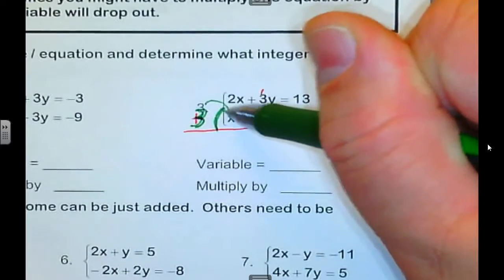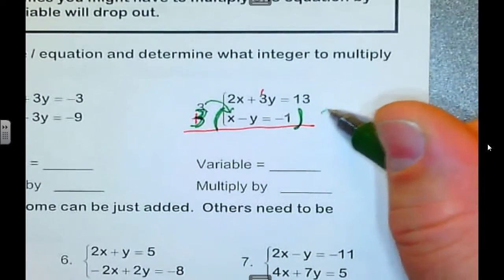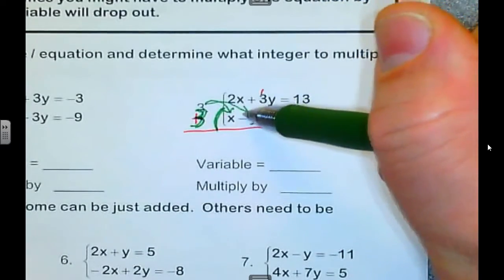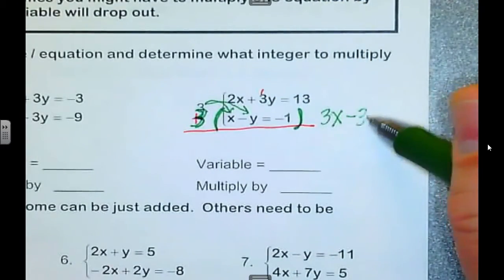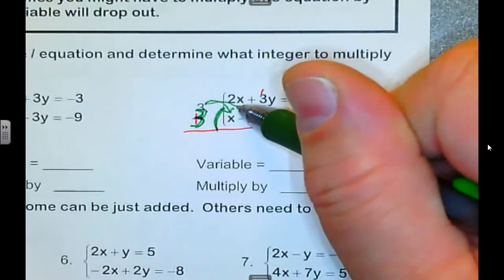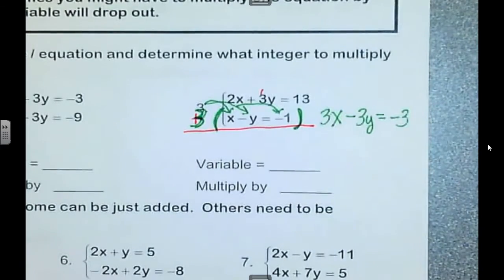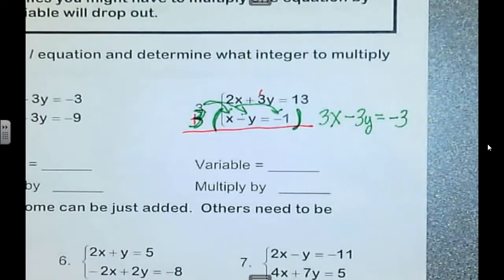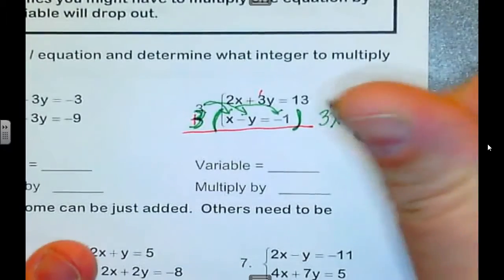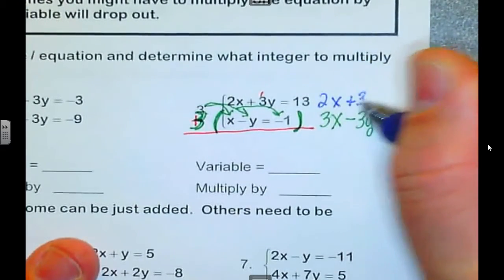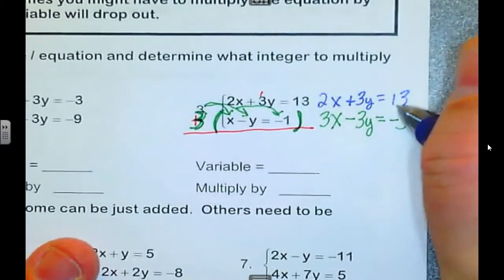3 times x gives me 3x. 3 times negative y gives me negative 3y, equals 3 times negative 1, which gives me negative 3. And the top one, I'm not doing anything to it, so I'm just going to rewrite it: 2x plus 3y equals 13.